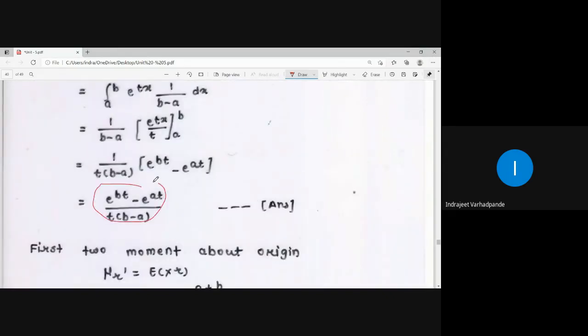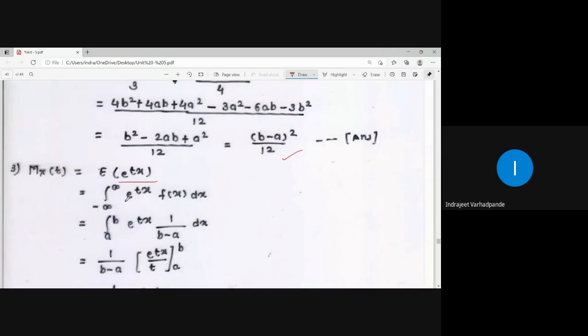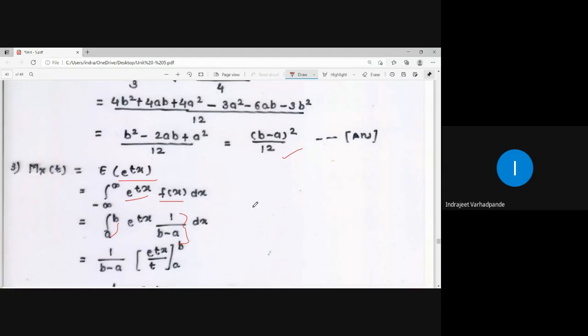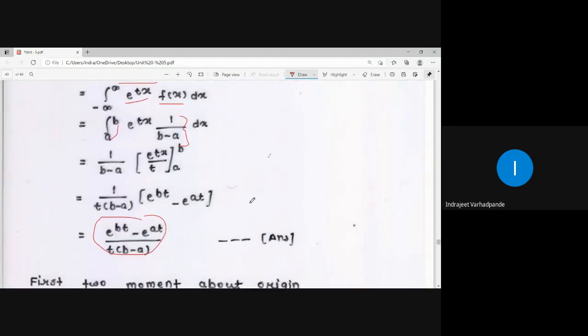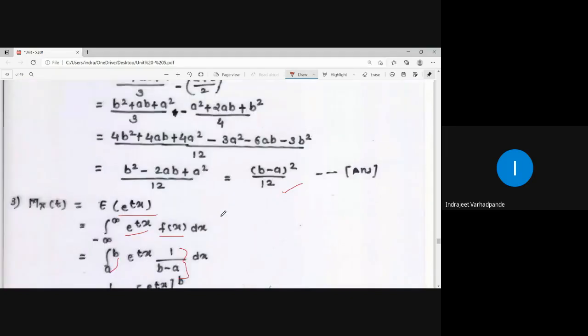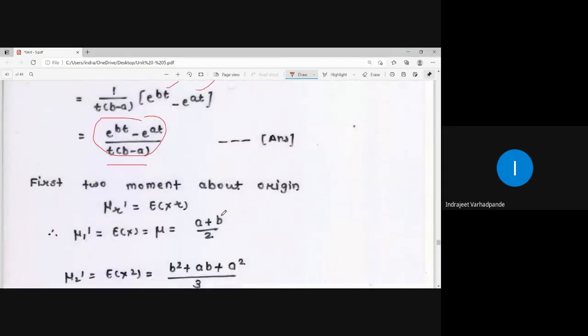Moment generating function is given in this way, expectation of e to the power tx, e to the power tx into f of x. What is f of x? 1 upon b minus a, and that is to be integrated between the range a to b. So after doing the integration and putting the upper limit and lower limit, you get the answer. The answer is here, e to the power bt minus e to the power at upon t into b minus a. So here the solution is provided to you for the convenience.